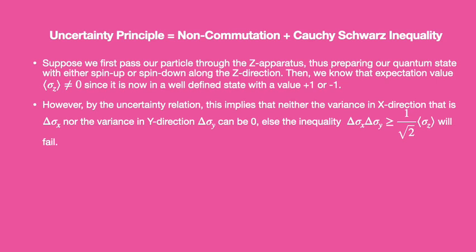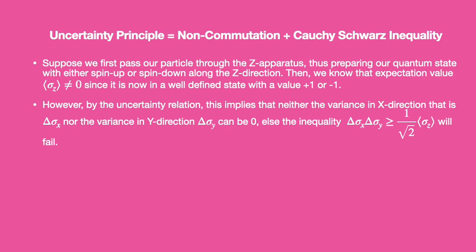What this means is that the variance in the values of the X component of the spin cannot be 0, because if it were 0, the uncertainty principle would be violated. Likewise, the variance in the value of sigma Y, or the Y component of the spin, cannot also be 0, and that's because the right hand side is non-zero. So let's say we have prepared our quantum state in spin up along the Z direction. Subsequent measurements along the X apparatus or the Y apparatus are bound to give me an uncertain, or random, result, because if the standard deviation of a variable is non-zero, it means it's a random variable, and that is really the heart of the uncertainty principle.